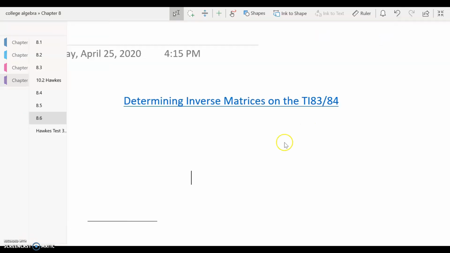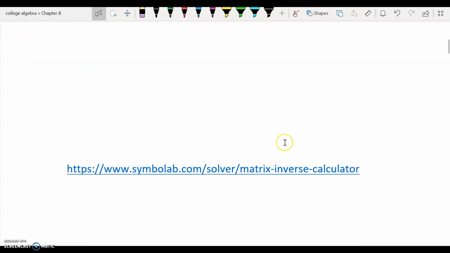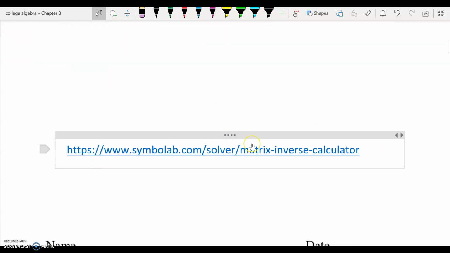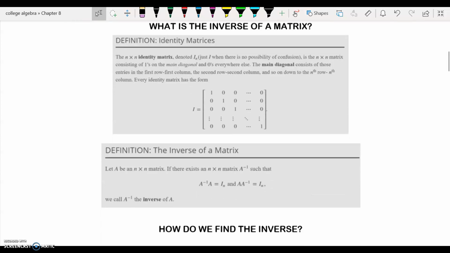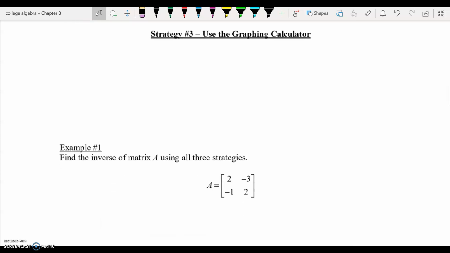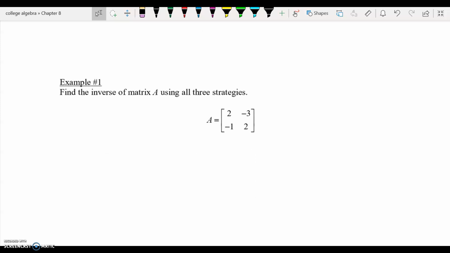It's a YouTube video. Or you can go to this one right here. It actually finds the inverse for you. Alright, so just keep that in mind whenever we're solving these. So here's what you're going to do. To find the inverse of matrix A, 2 by 2s are pretty easy.